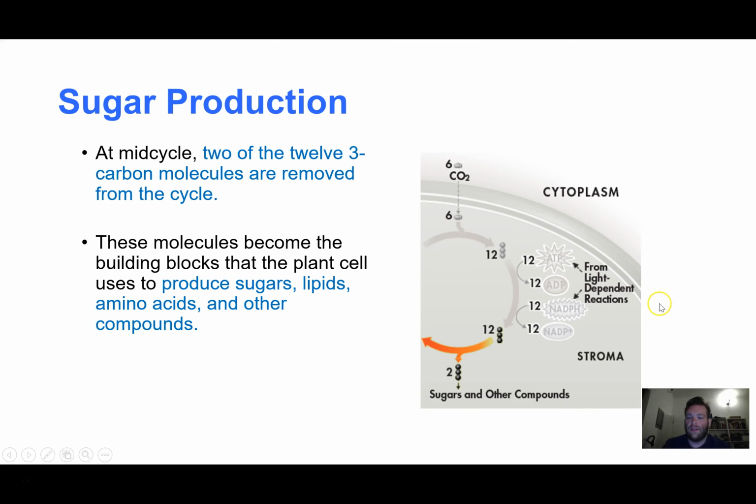So here you can see in this image essentially a basic breakdown of what we're going to be seeing in this process. At mid-cycle, it's possible for the carbon compounds to split and not actually end up being made into glucose.